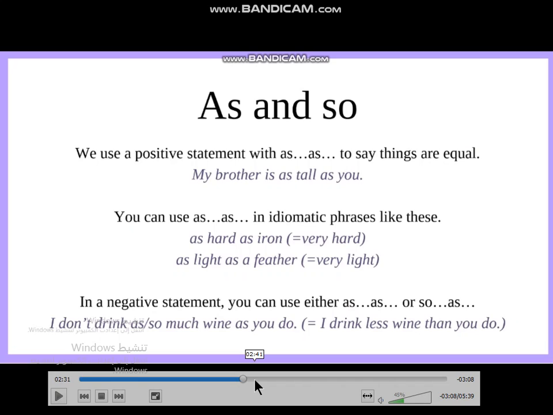I'm sorry, in a negative statement, you can use either as or so as. We can use so as. Okay, I don't drink as much wine as you do. I don't drink so much wine as you do, which means I drink less wine than you do. So easy.